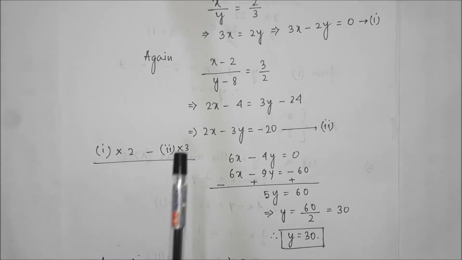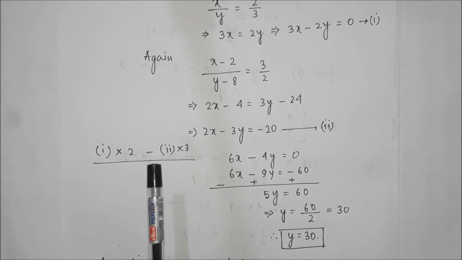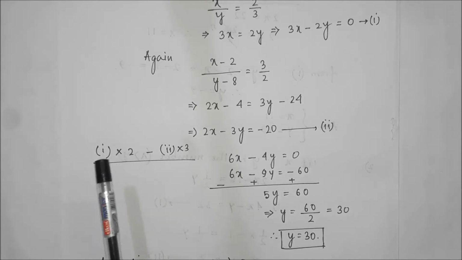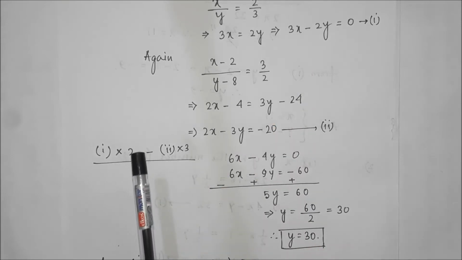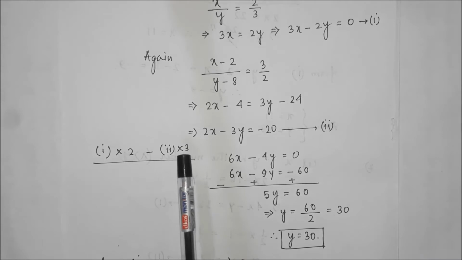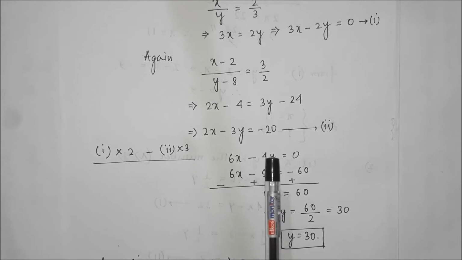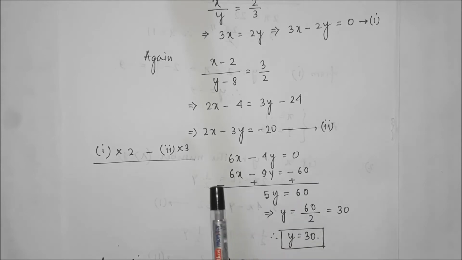Here I am opting for elimination method. You can opt for substitution or cross multiplication method, whichever method is convenient to you. So elimination method, I am eliminating x. So I am multiplying equation 1 by 2 and equation 2 by 3, and then I am going to perform the subtraction. So you will get 6x minus 4y equals 0, 6x minus 9y equals minus 60. Apply the sign changes as we do in the elimination method. So if you simplify, you will get y equals 30.